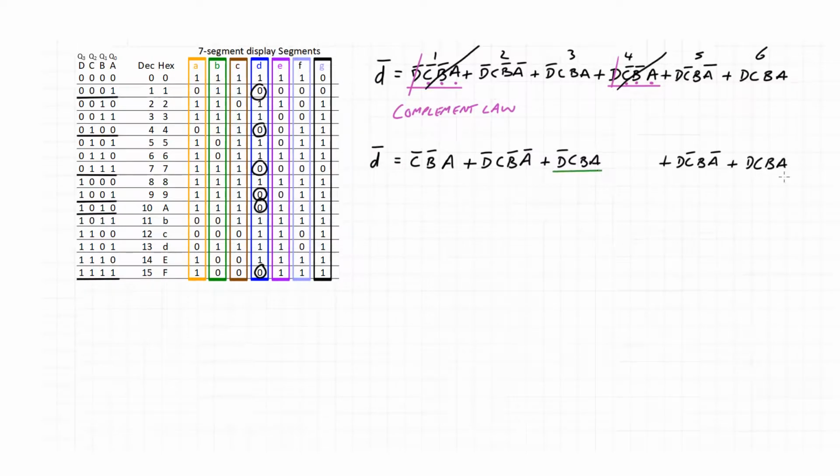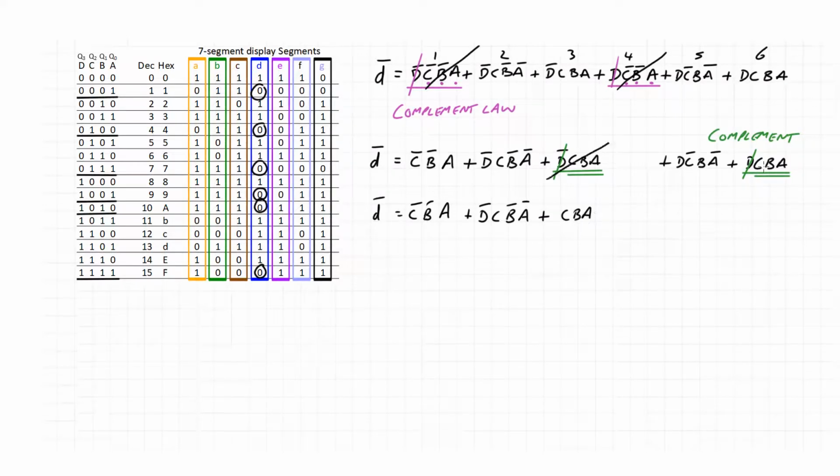We're always looking for similarities and differences, so these two terms, again, it's the complement law, where the value of D is irrelevant. So they both turn into C and B and A, or CBA. Or CBA, get rid of those two, or whatever was there before.